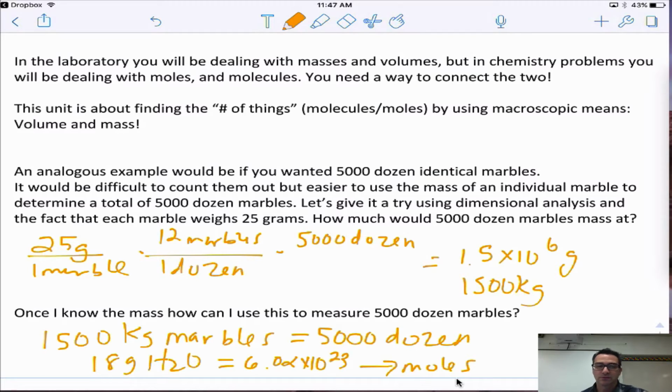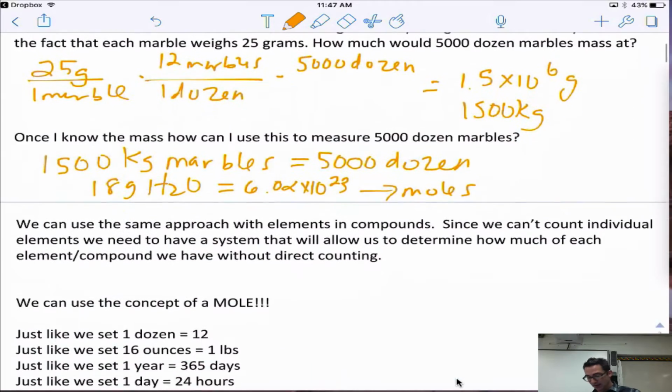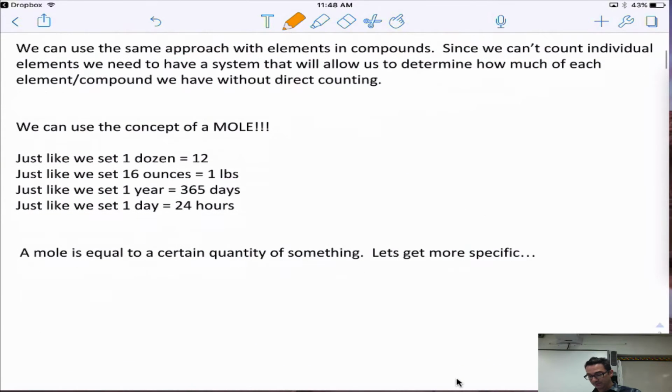And so just like we were able to build our equality between mass of marbles and the number of them, we now know for water that a certain mass of water is equal to a certain number of them. And it's a known quantity. It's called a mole. The thing is, each substance that we look at has a different mass that equals that many number of particles. And that's what we're going to get into. That's our first concept that you need to know about, and it's called the mole.